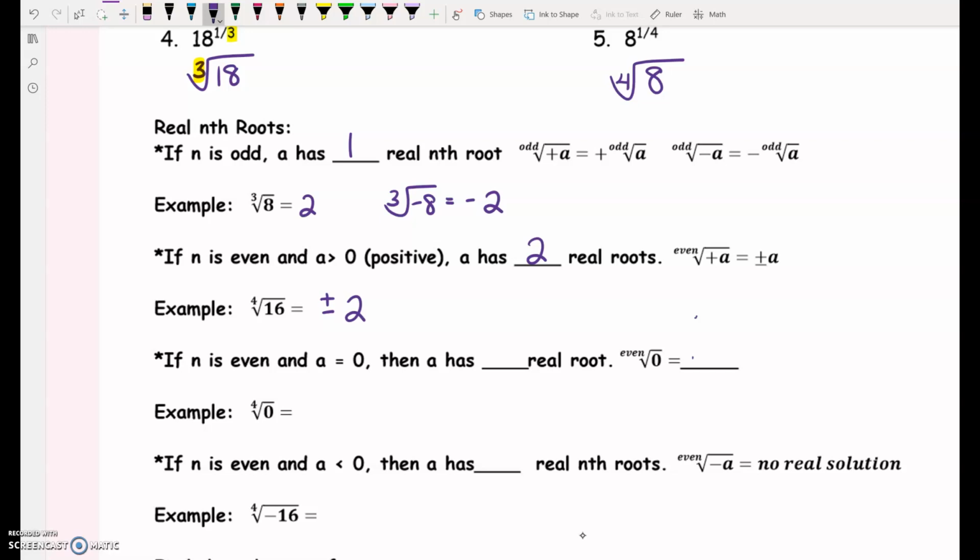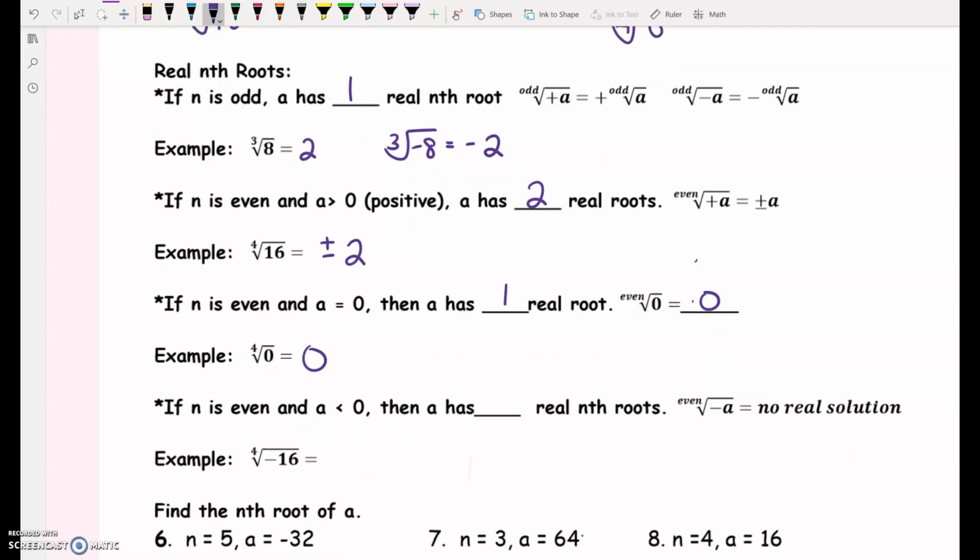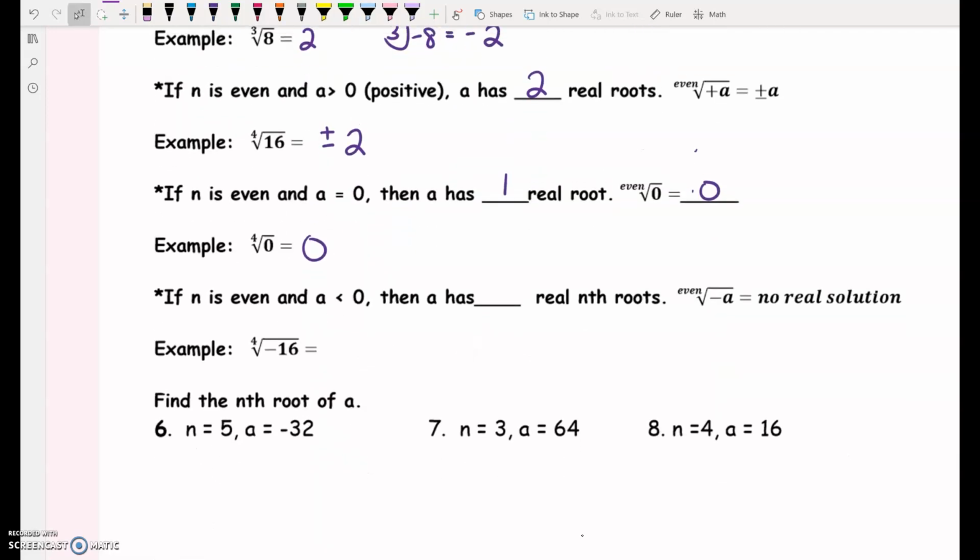If you have an even root, but it's like the fourth root of 0, the fourth root of 0 is only 0. And if you're trying to do an even index with a negative number, there are 0 real solutions. It's going to be imaginary numbers. The fourth root of -16 is an imaginary number.